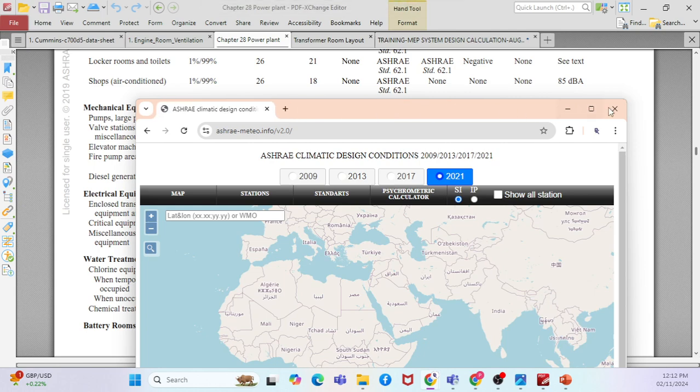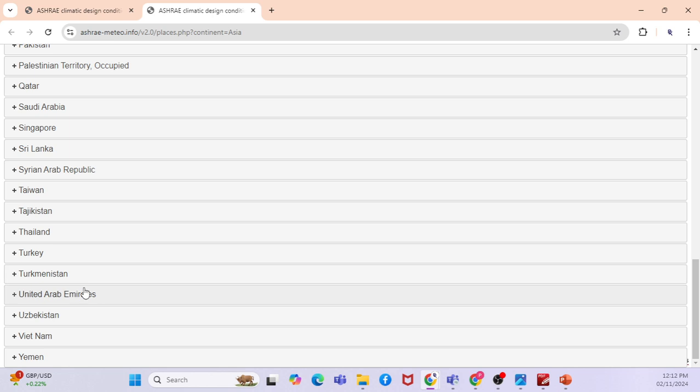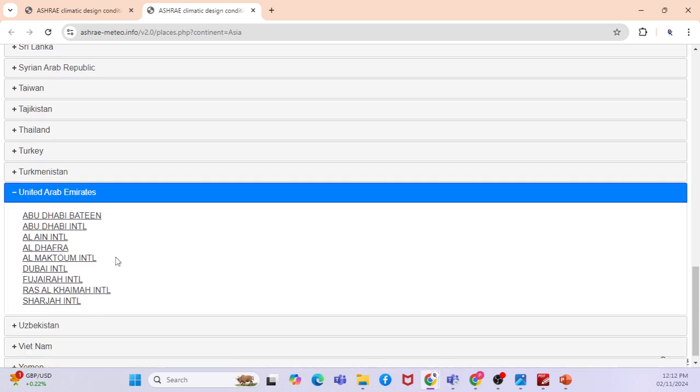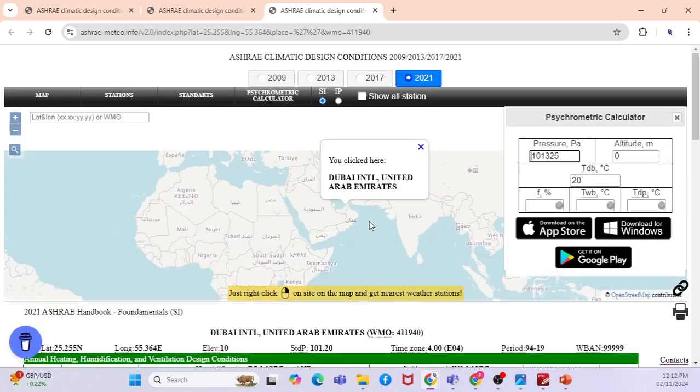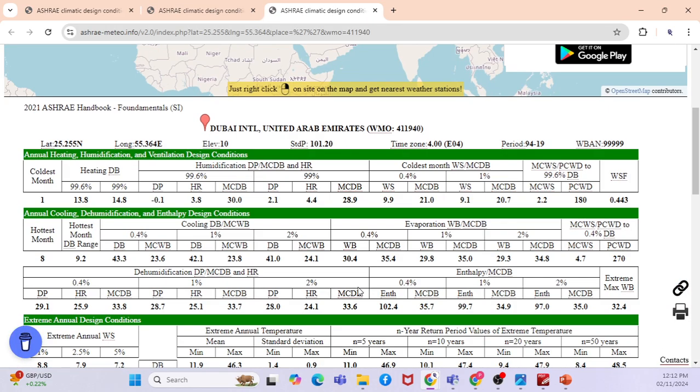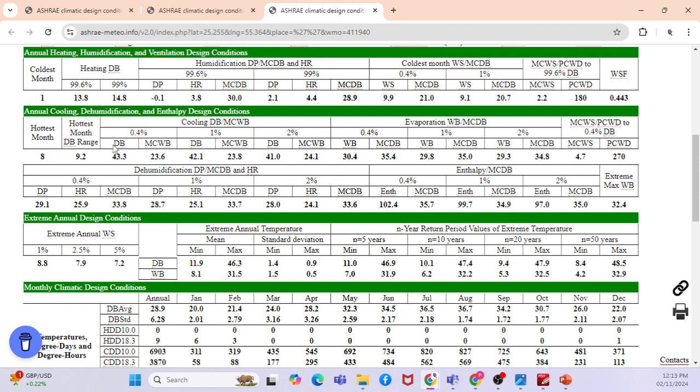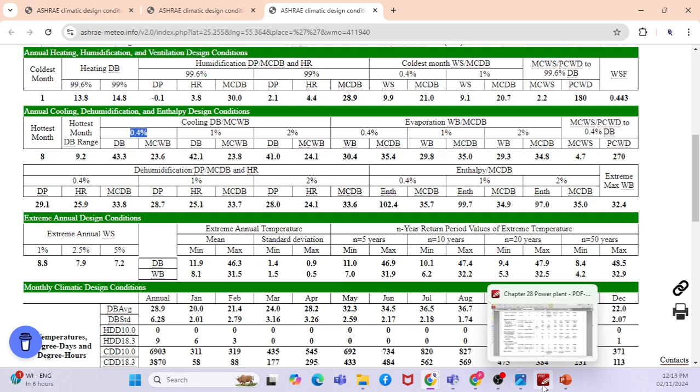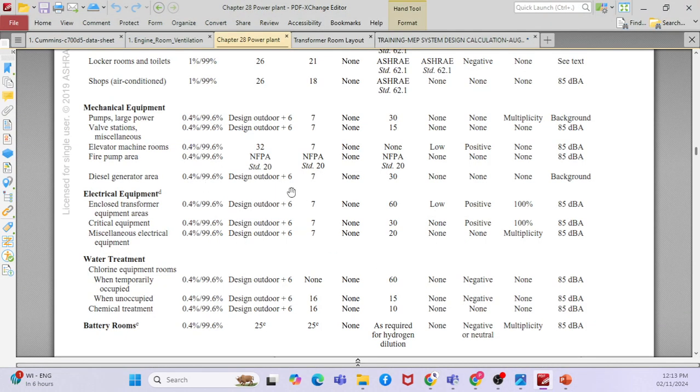If you go to this guideline, here you can see the hottest month temperature, for 0.4 percentage. You will consider 43.3 and 23.6 degrees Celsius, dry bulb and wet bulb temperature. That is what the standard says. Then the maximum temperature can be design outdoor plus 6, so the delta T can be 6.